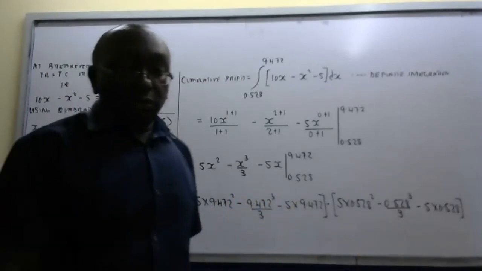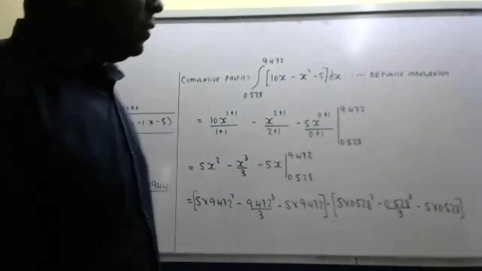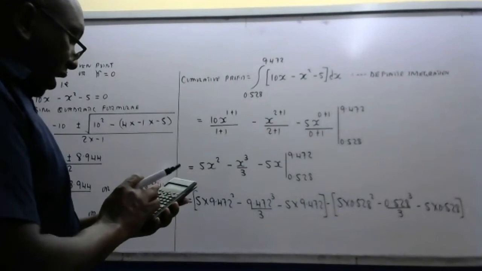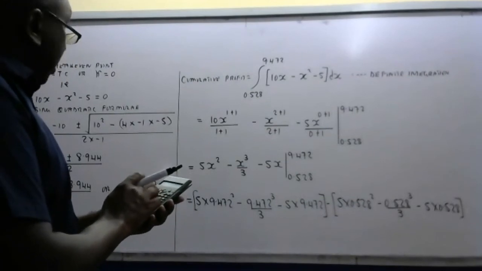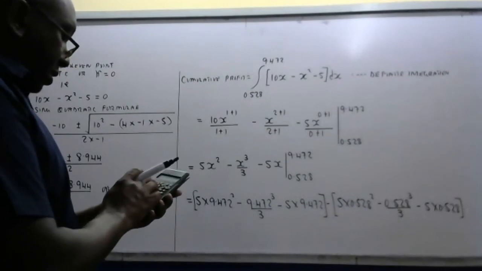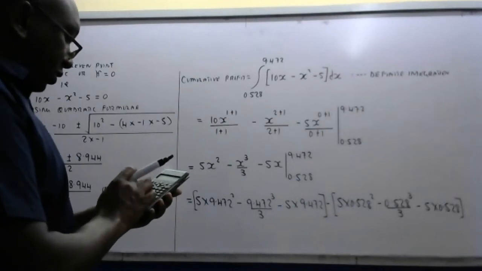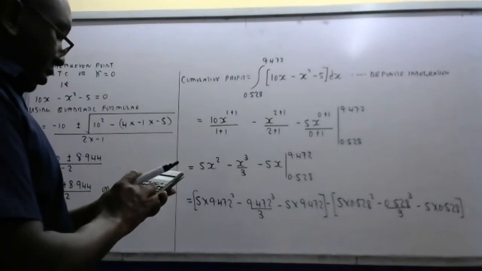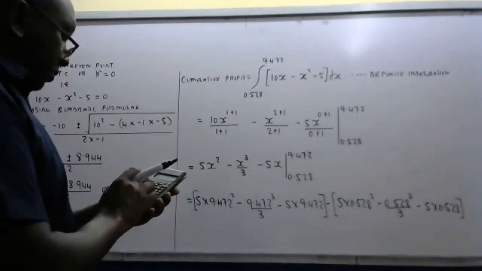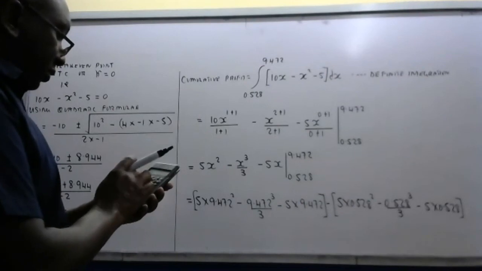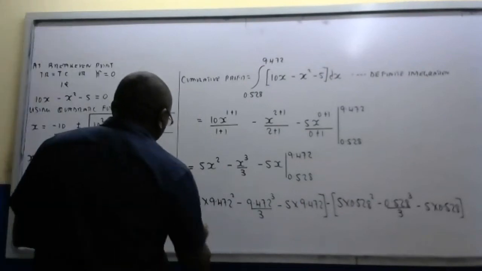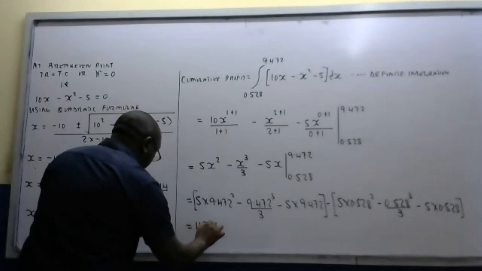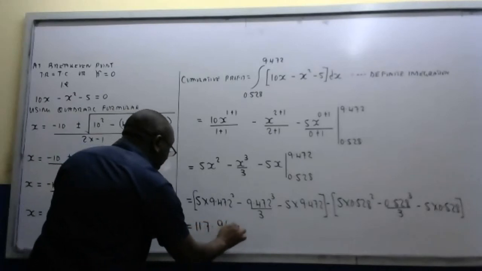Okay, so you put these figures in the calculator. 5 times 9.472 squared, minus 9.472 raised to power 3 divided by 3, minus 5 times 9.472. So this one is becoming 117.9618.